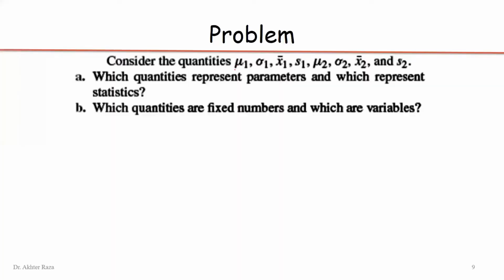In this slide, we have a few quantities which are given: mu1, sigma 1, x bar 1, s1, mu2, sigma 2, and s2. Which quantities represent the parameters and which represent the statistics? According to the definition, any characteristic of a population is known as a parameter and any characteristic of a sample is called a statistic. So I am highlighting the parameters with the green pen and the statistics with the red pen.